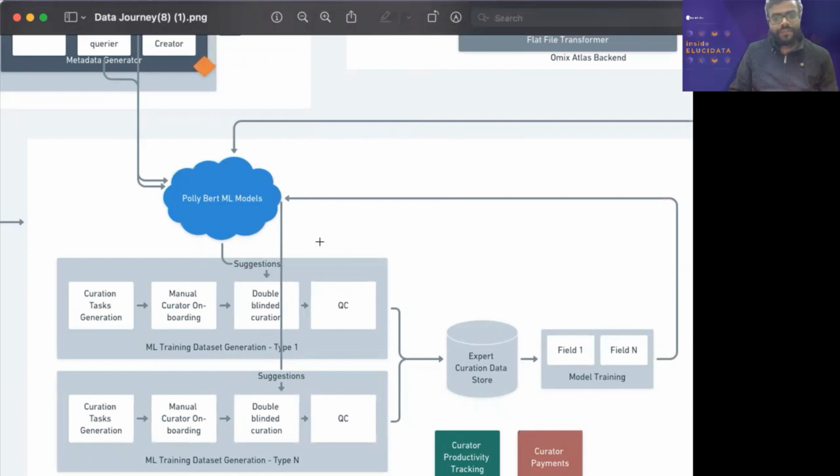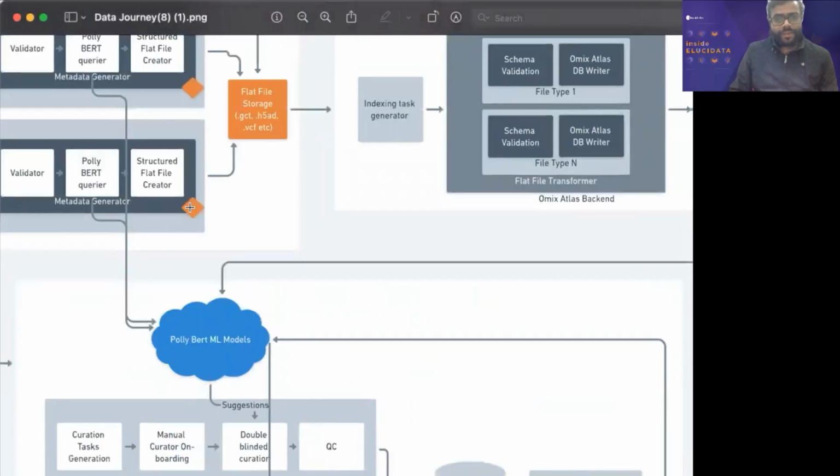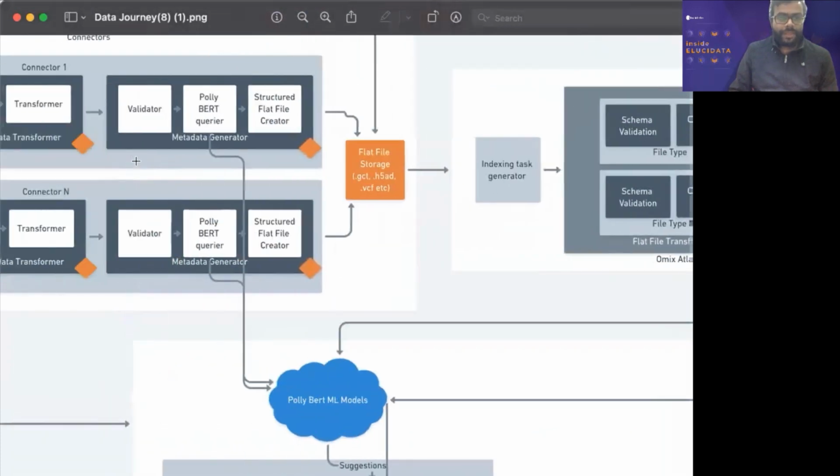And the curation infra basically uses manual curation as well as expert generated data to make these BERT models, which are able to use natural language cues to curate the incoming data automatically. So that's the overall picture of the DataOps at Elucidata.